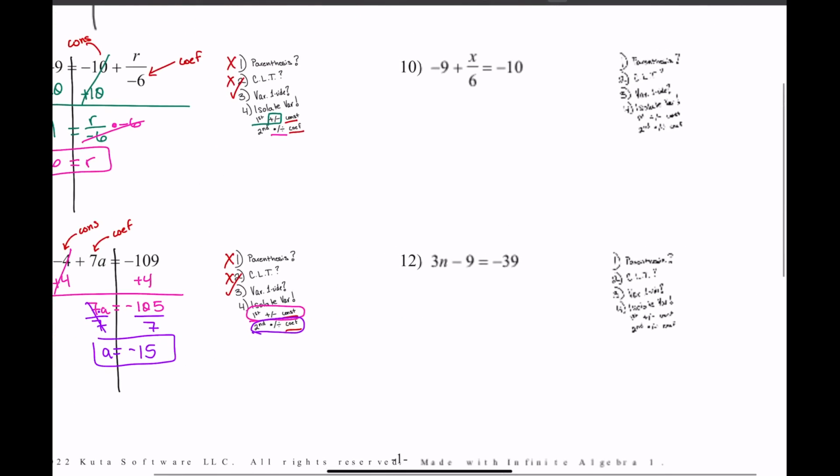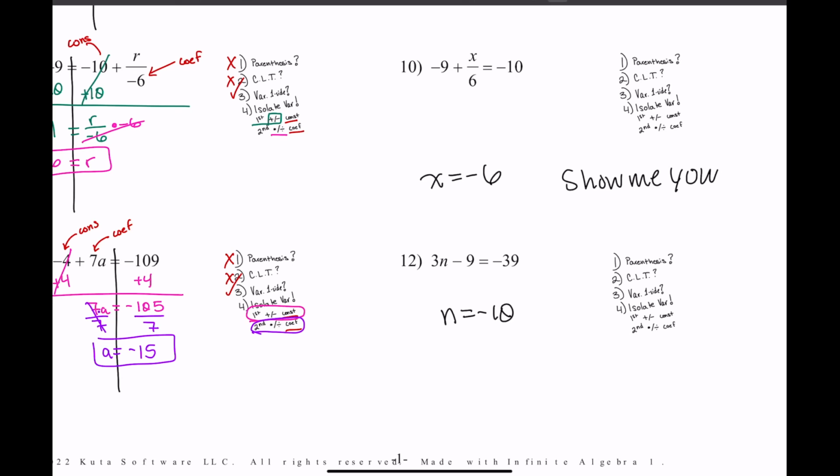I want you to do 10 and 12 on your own. For 10, you should get a final answer of x equals negative 6. And for 12, you should get a final answer of n equals negative 10. Show me your work. Don't show me just the answer. I can give you an answer, but you need to show me how you get there.